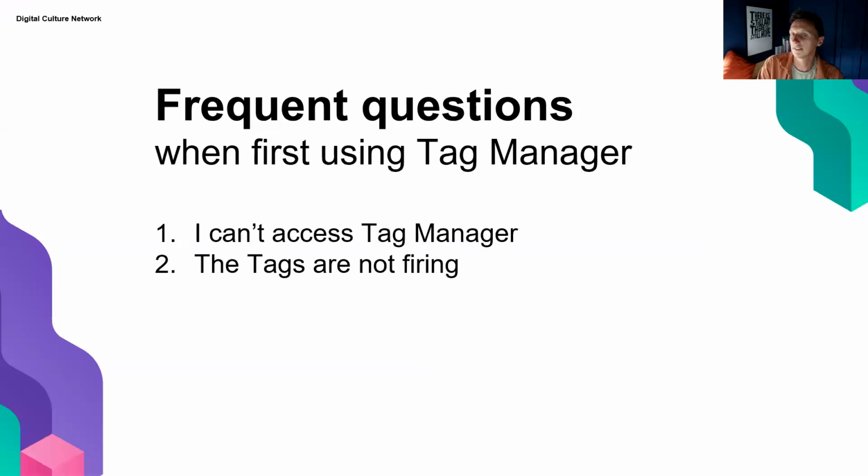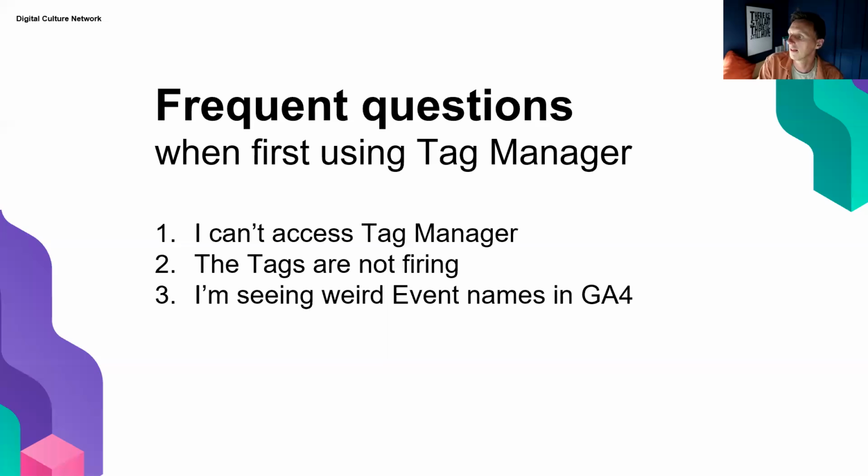The second one is firing. So depending on how specific you are with them, it can get quite complex. But the most common one is that people have done all the work and previewed it, but they didn't press submit. So they've not published the container out. So that's something to keep an eye on.